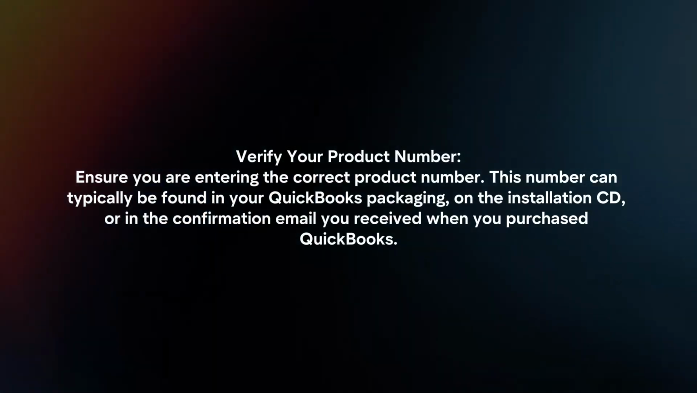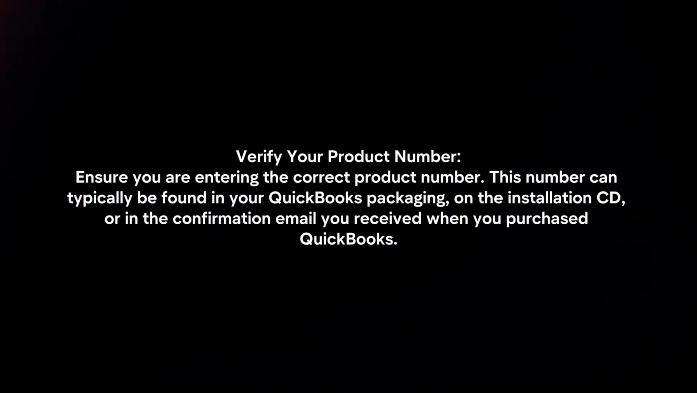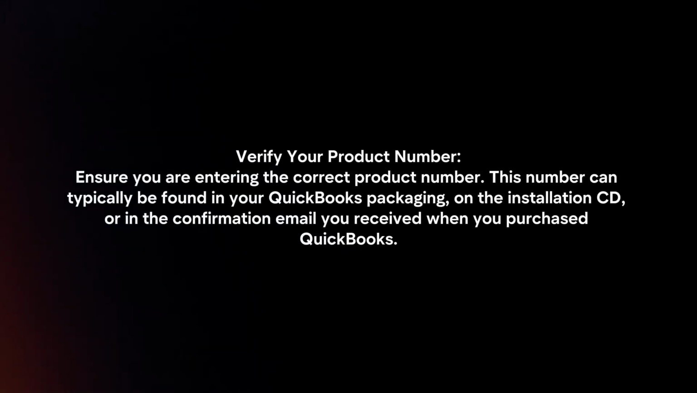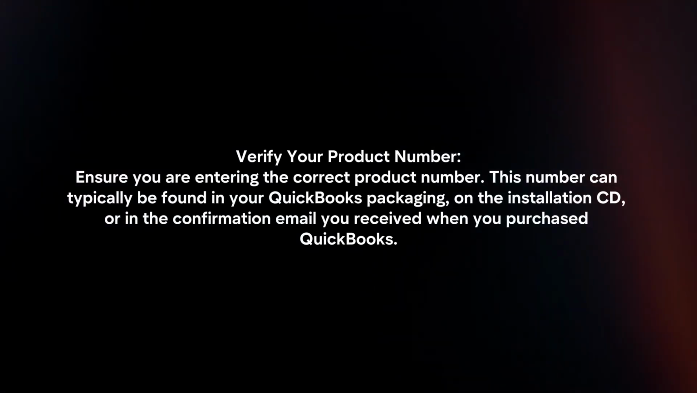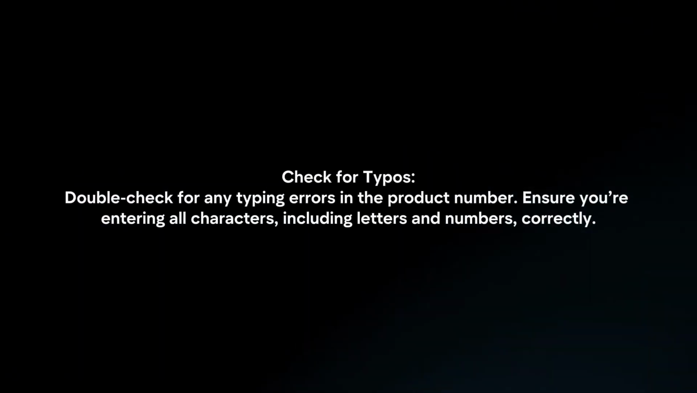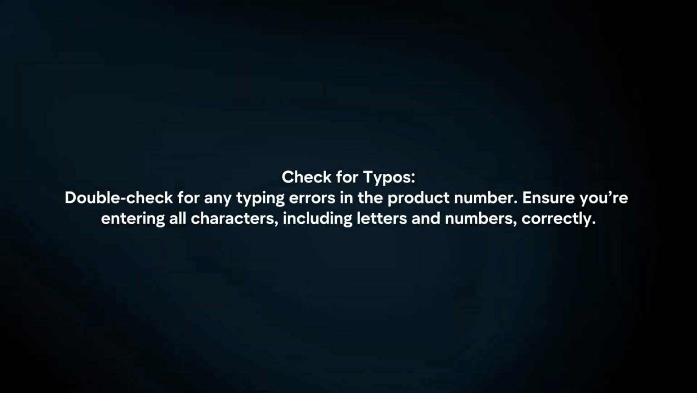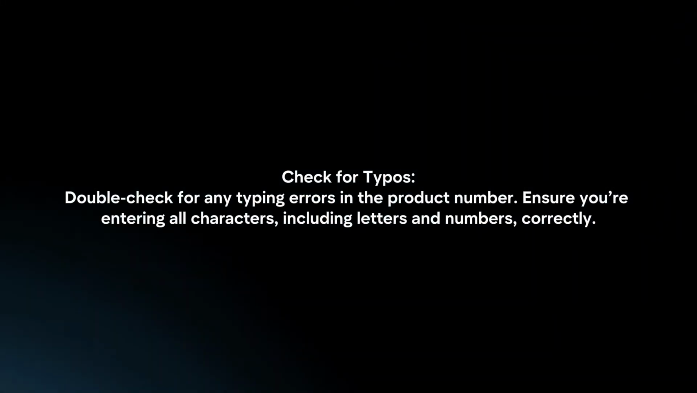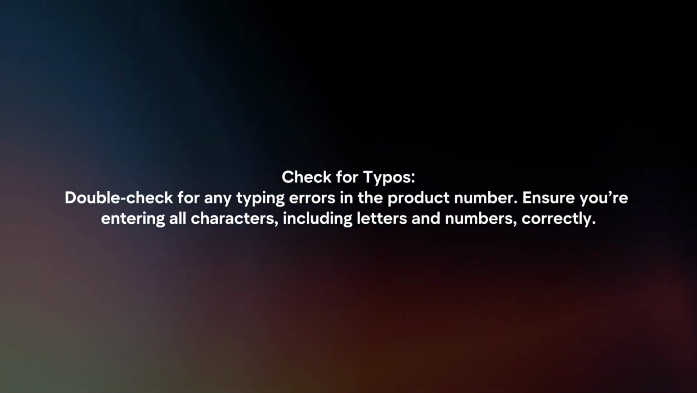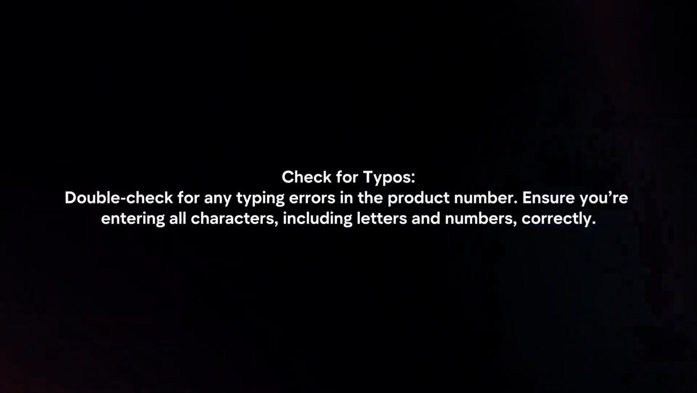This number can typically be found in your QuickBooks packaging, on the installation CD, or in the confirmation email you received when you purchased QuickBooks. Check for typos. Double-check for any typing errors in the product number. Ensure you are entering all characters, including letters and numbers, correctly.